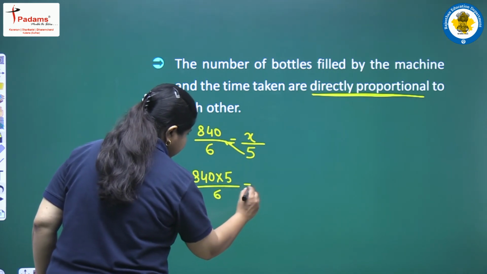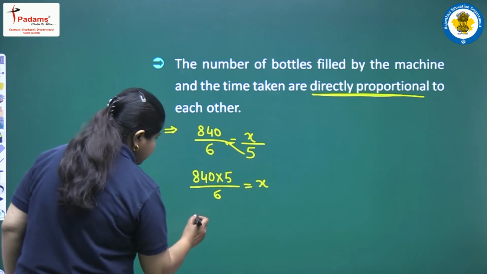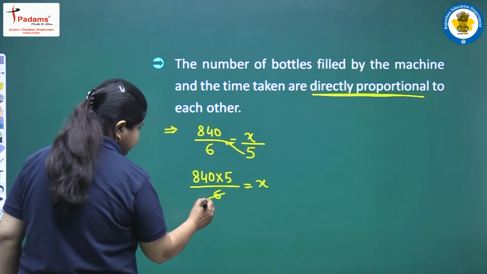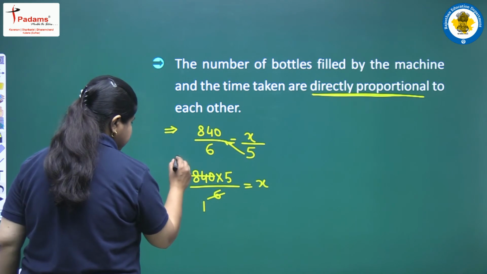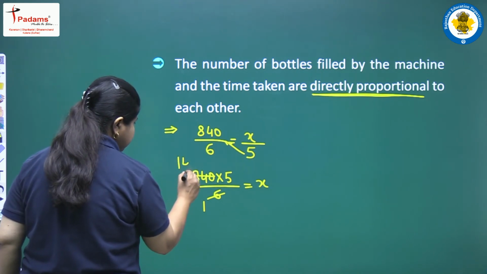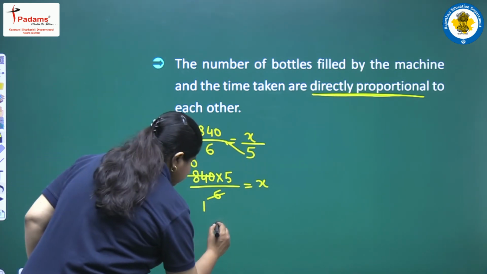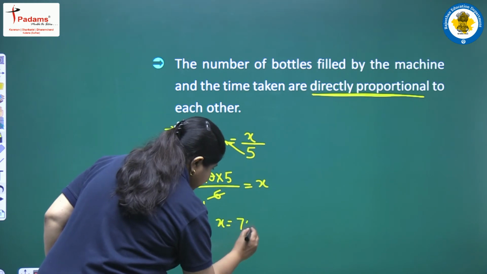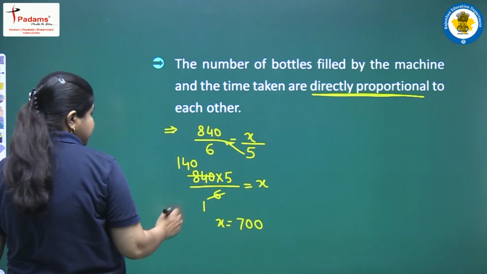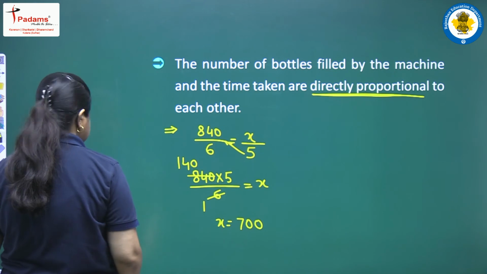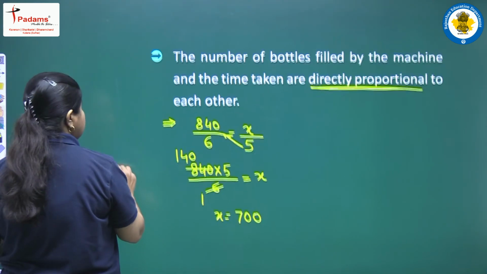upon 6, this will give you x, and so here we can divide by 6, 6 one times, here we have 6 one time, and then 4 times 24, 0, and so x will be equal to 700. 14 into 5 is 70 and 1 0, so x is equal to 700.